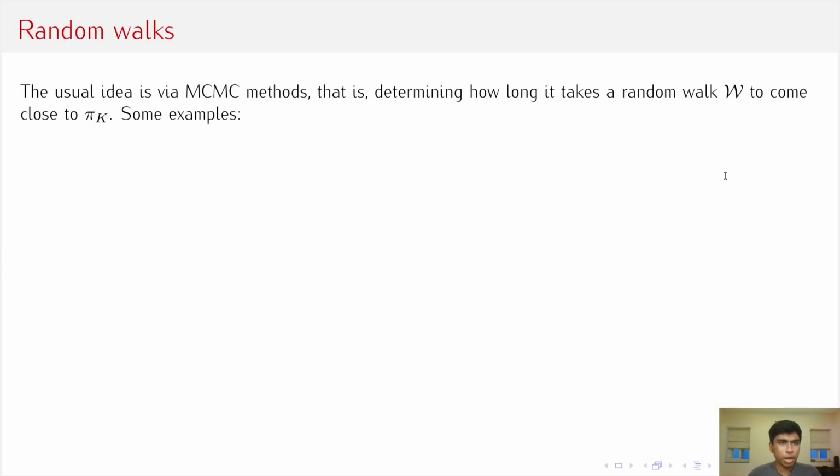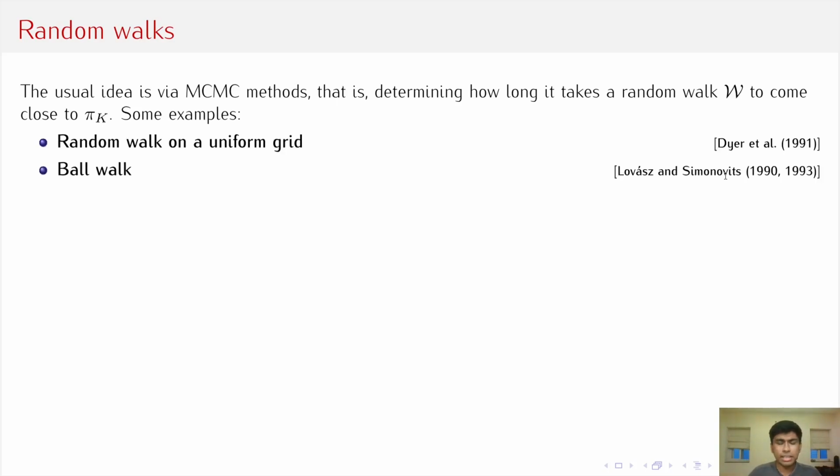Typically this problem is approached using Markov chain Monte Carlo methods, which means that you come up with some random walk W, you start from some distribution and you run this random walk for long enough, and show that after a certain amount of time, the distribution you have is pretty close to the uniform distribution on the body. Two popular examples of such random walks are first a random walk on a uniform grid, and a very well-studied random walk, the ball walk, which is related to the famous KLS conjecture in convex geometry.